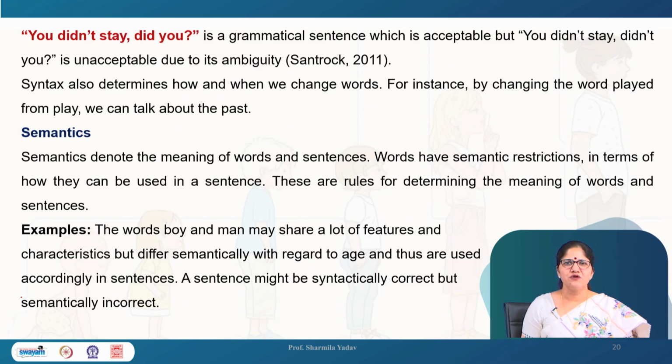These are rules for determining the meaning of words and sentences. For example, the words boy and man may share a lot of features and characteristics, but differ semantically with regard to age, and thus are used accordingly in sentences. Generally we use the word boy for school going students, and man for the adults. A sentence might be syntactically correct but semantically incorrect.